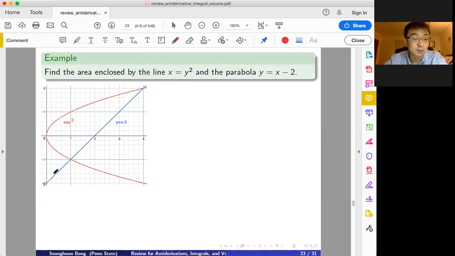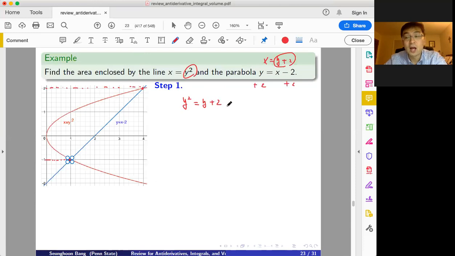The y-intercept is negative 2, the x-intercept is 2. So you need to find the intersection points first. How can you solve it? You solve for just the y values. Change this one by adding 2 to both sides: we have x equals y plus 2. You solve y squared equals y plus 2.